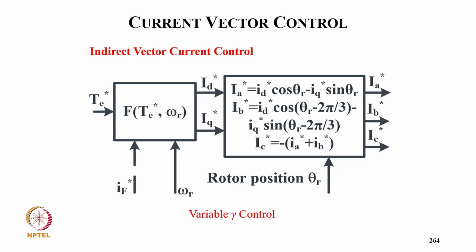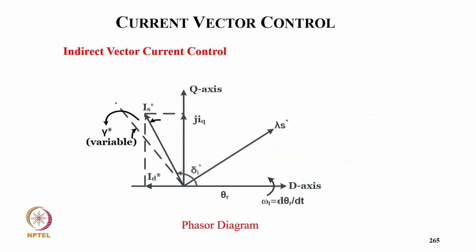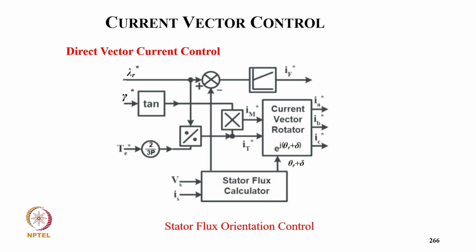And this is the variable gamma control, where from T star, If star, and omega star we get Id star, Iq star, and from Id, Iq and theta r we get the values Ia, Ib, Ic star. And this is the phasor diagram corresponding to this relation. And this is the direct vector control, where we have gamma star, lambda, and T star, and we get If, Ia, Ib, Ic for the control.